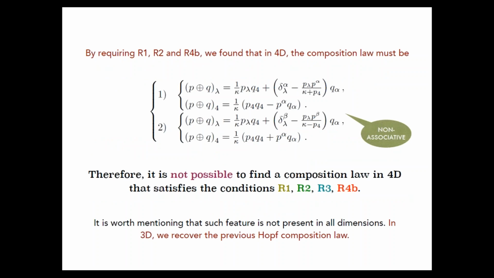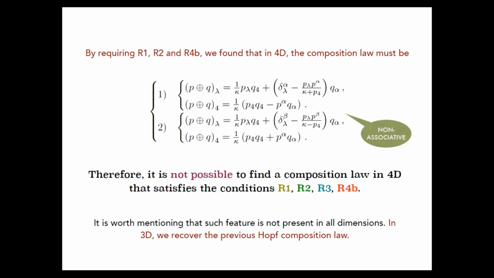Basically, assuming R1, R2, and R4B, we found that the only composition law that could be defined is this one. However, it is not associative. Oh, it is not possible to find a composition law in 4D that satisfies R1, R2, R3, and R4B. So we could move to R4 simply.